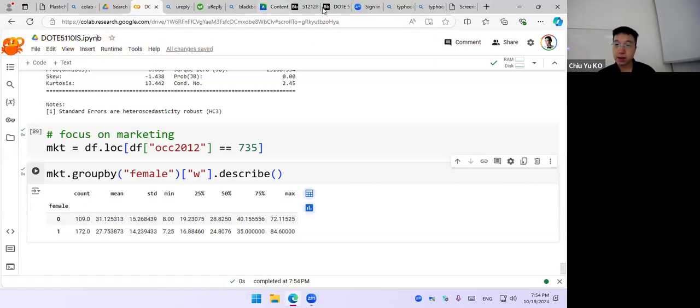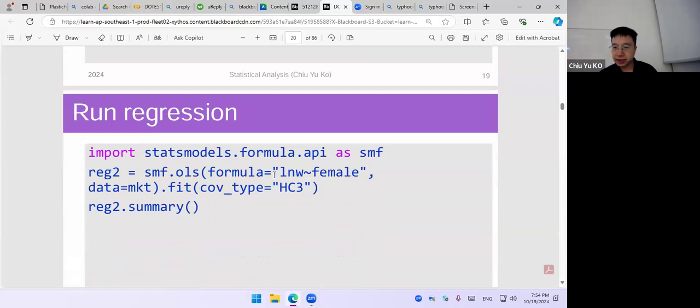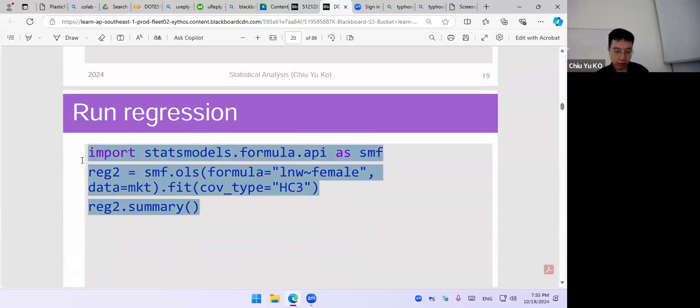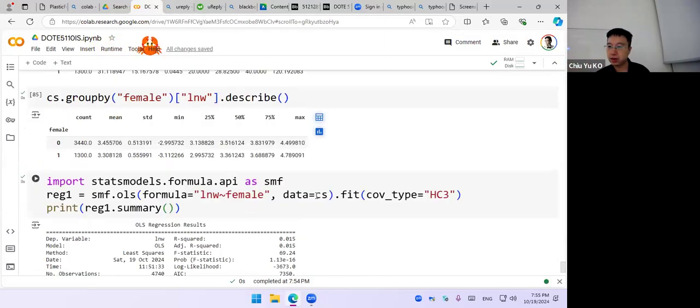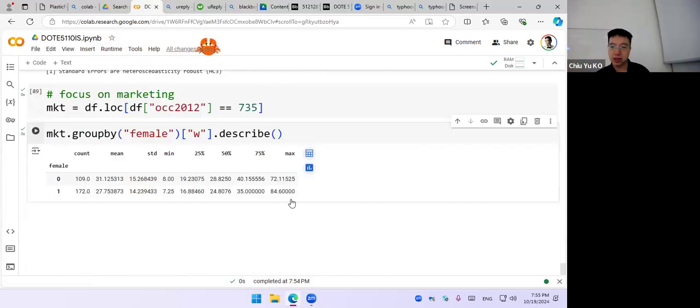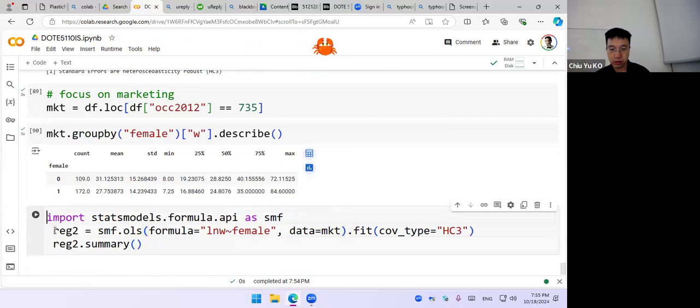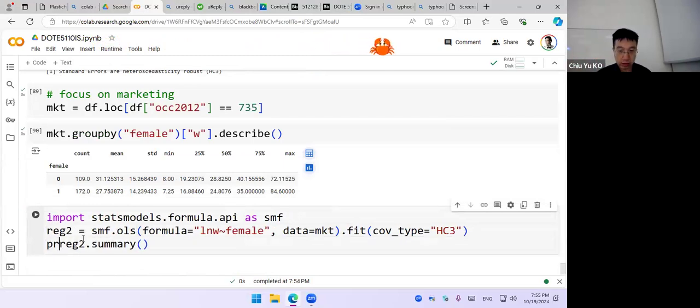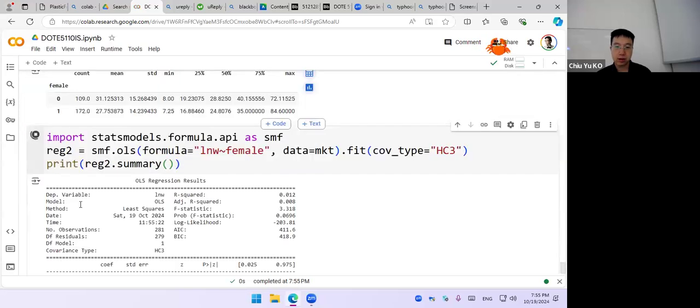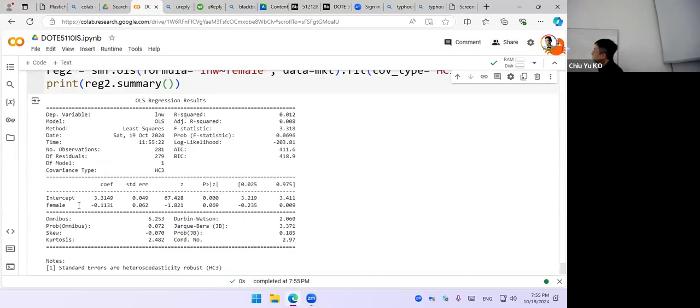Now again, the regression is the same, because the only difference is this, the MKT only. Everything else is the same. So let's run this regression. There's nothing new, same as before. Because this is CS, but now we have the MKT. The regression 2, I print that out. It's nicer. So that is the model.